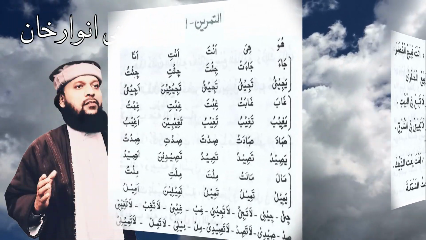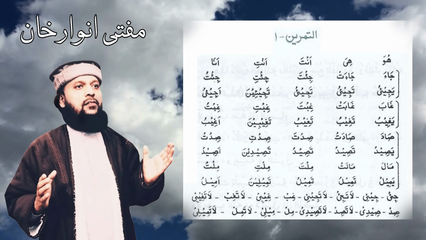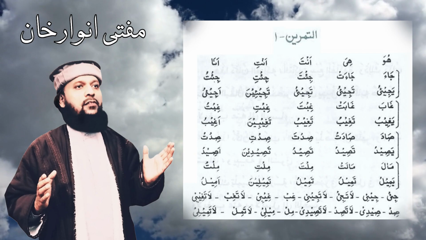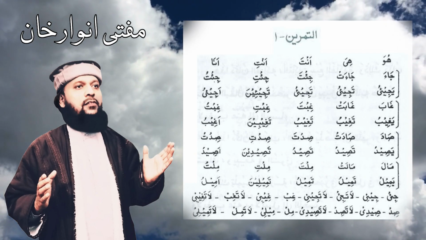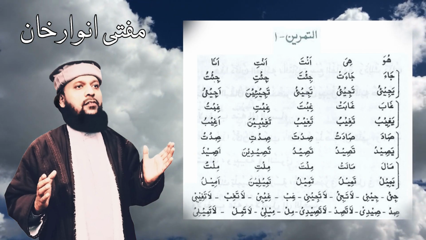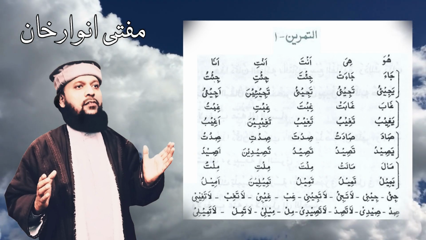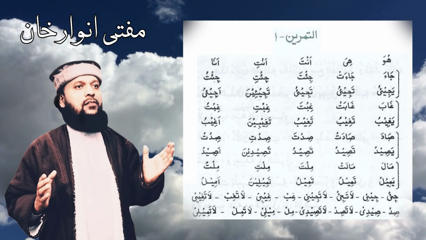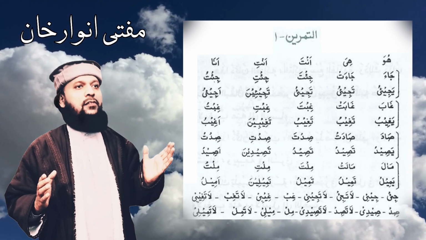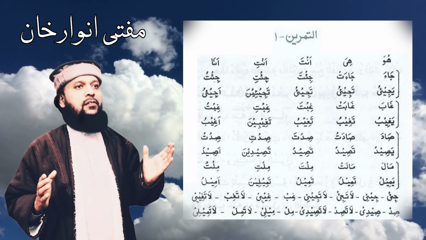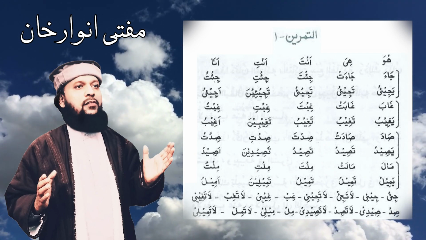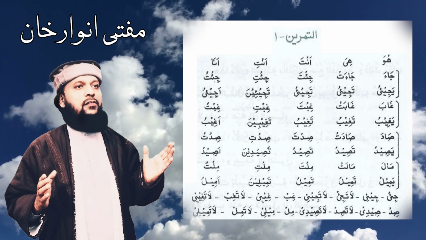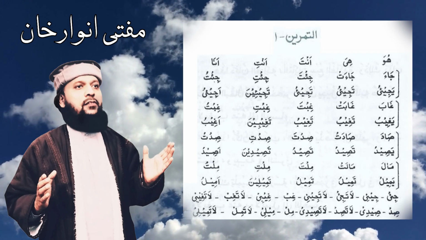And now in Tamreen number 1, you have only 4 verbs. And all these 4 verbs are mu'tal, and they are mu'tal ya'i, meaning the letter which is in these verbs is ya instead of waw. And I explained earlier whether it is waw or ya, that doesn't matter. In both cases, the verb will be technically known as mu'tal.